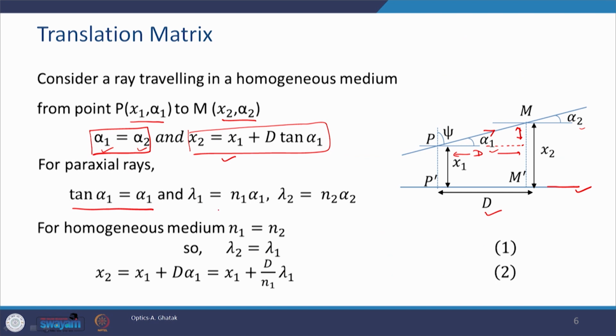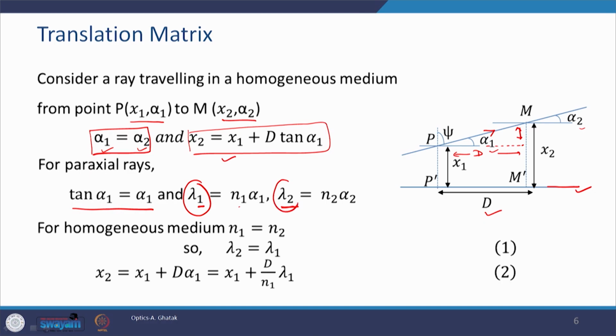For point P, we always use subscript 1. Therefore, for point P its direction cosine lambda 1 would be given by n1 into alpha 1. Similarly, for point M its direction cosine will be lambda 2, and the expression for lambda 2 would be n2 into alpha 2. As I said before, the medium is homogeneous. Therefore, the refractive index at and around point P would be the same as the refractive index at point M. Therefore, n1 would be equal to n2.